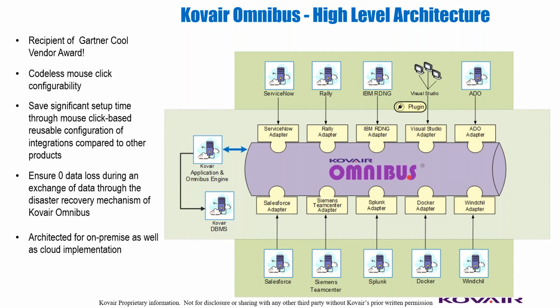Now, on the right-hand side, you can see a diagram where we are showing a number of tools like Salesforce, Siemens, Splunk, Docker, ServiceNow. But for Visual Studio, you can see there's an icon called plugins. The reason behind it is that tools like Visual Studio and Eclipse, which are non-repository tools, Kovair provides plugins to extract the code level data from the IDE and push it to the bus so that you can make a traceability from your requirements at the level of the code.